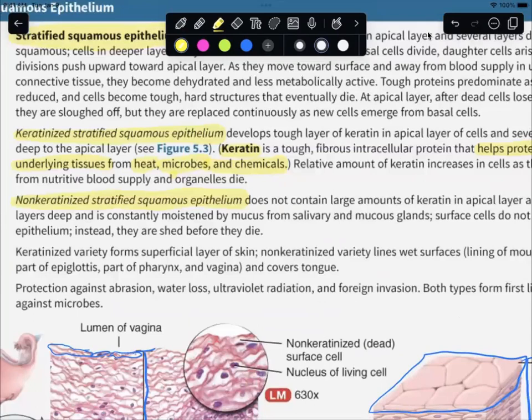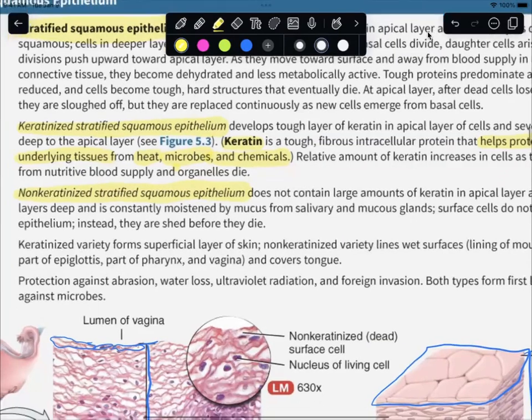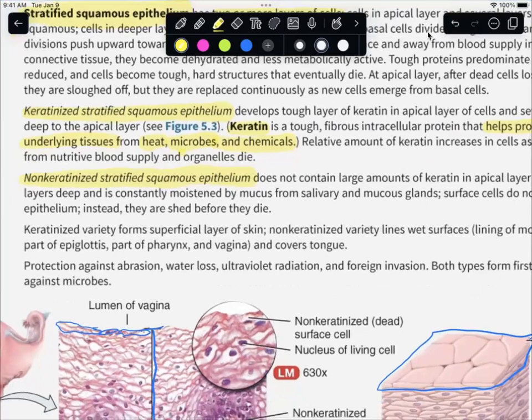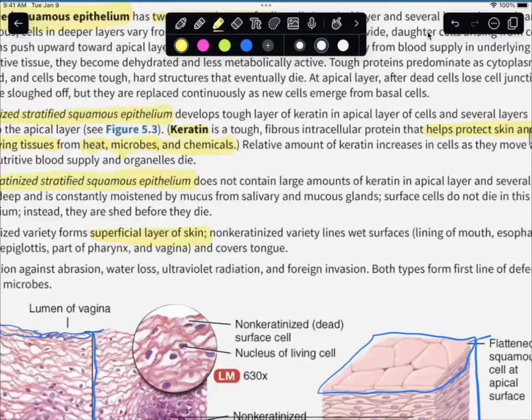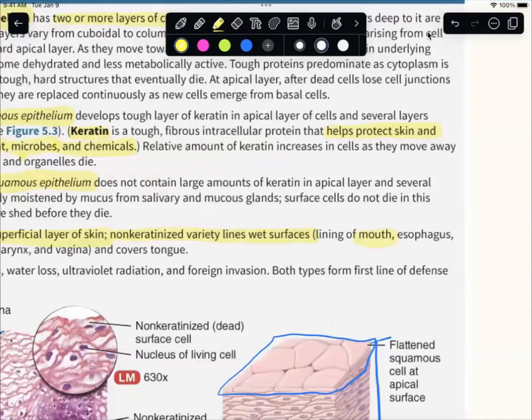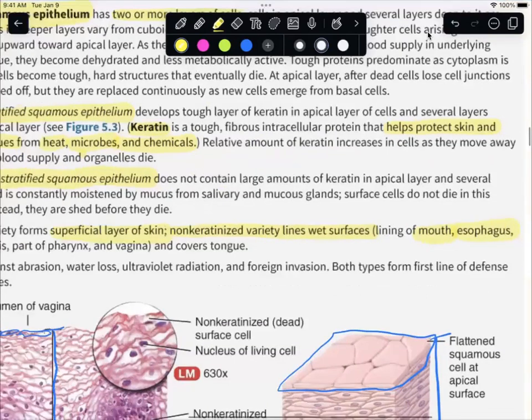Because we don't need to protect some areas from wear and tear that our skin gets. So the keratinized makes up that skin. Non-keratinized is usually going to line wet surfaces like the inside of your mouth, your esophagus. These are more wet areas.